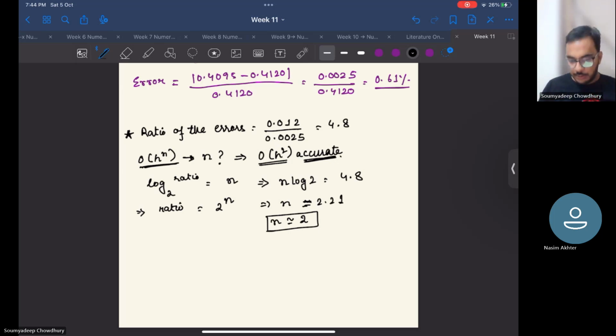Now we will move to the next topic. We'll look into Euler's method now.